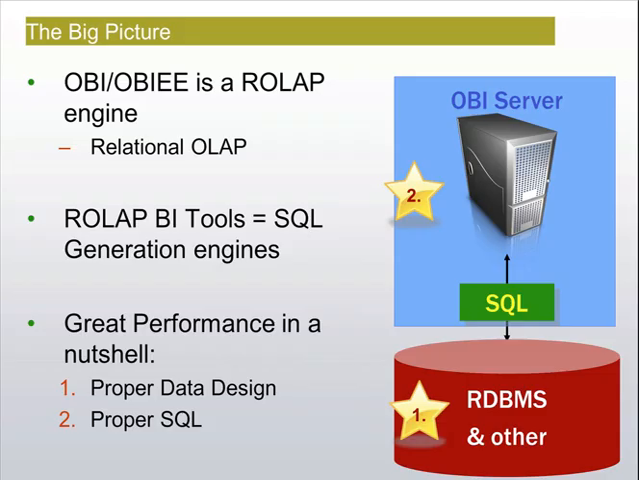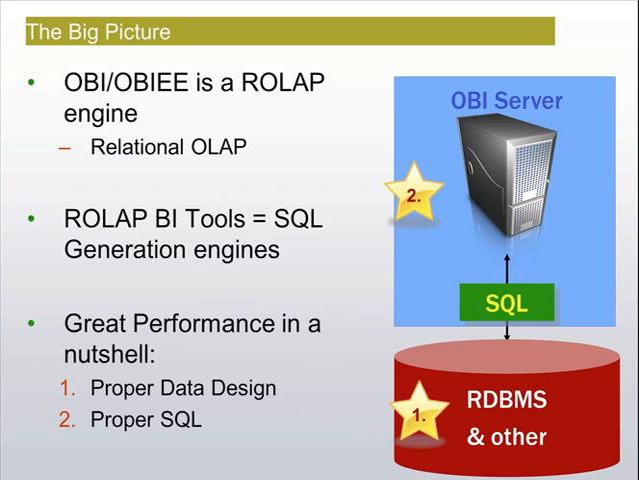Okay, so when we take a look at that entire stack, we have to keep in mind that OBI, also called OBIEE, is a relational OLAP engine, which means that it is a SQL generation engine. That is fundamental to the way this product works, and we really must think about that all the time. What that means is when we're looking at performance, it's a combination of our database design, how our data is structured and the database features that we use, but also how we access that data. In other words, is the SQL that we generate going to get efficient access to that data set?